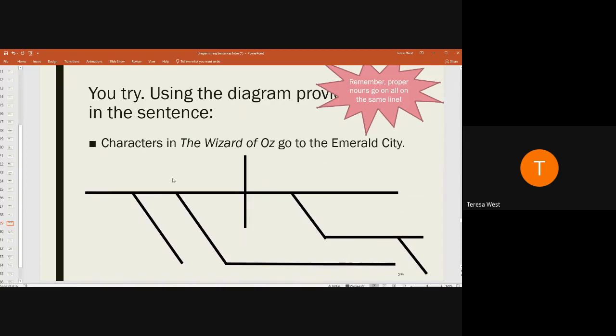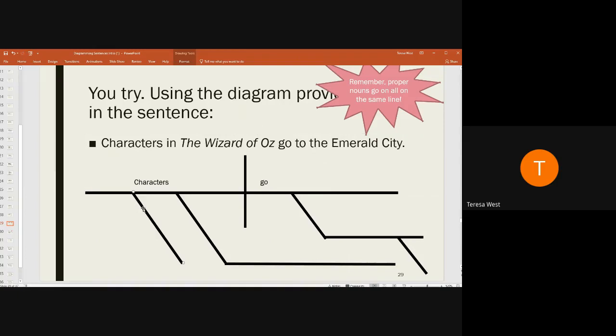Characters. Okay, so characters is our subject. So we're going to pop that here. Characters go. Go is our verb. So again, remember with our sentences, what we're first trying to do is find the meat. What's the most basic thing this sentence is saying? Who is doing it? What are they doing? Characters go. Everything else is description.